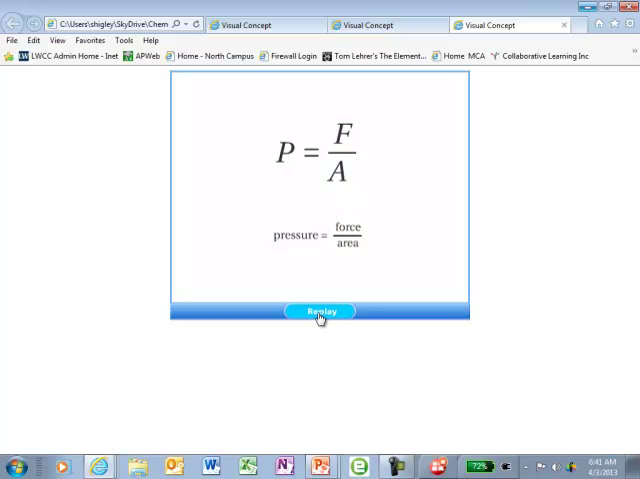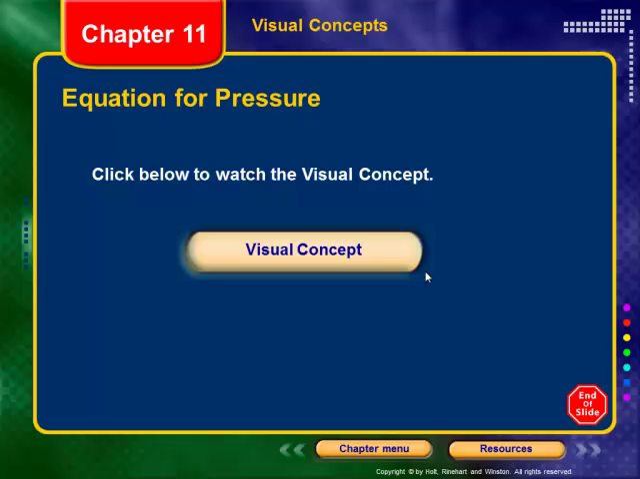Okay, this is just the equation for pressure. It's force per unit area. So pressure equals force over area. There you go. Wasn't that interesting?